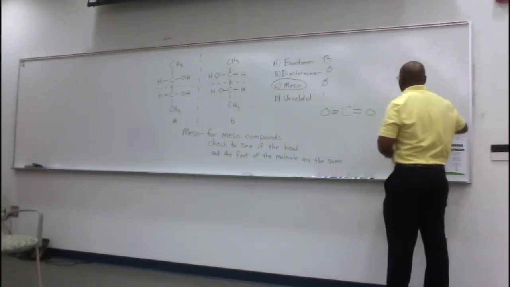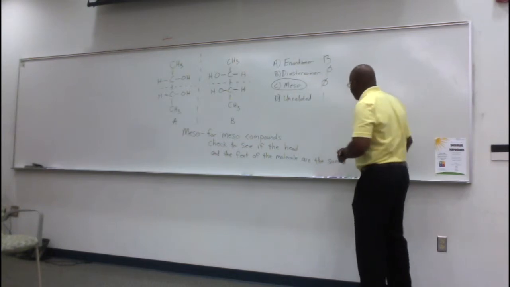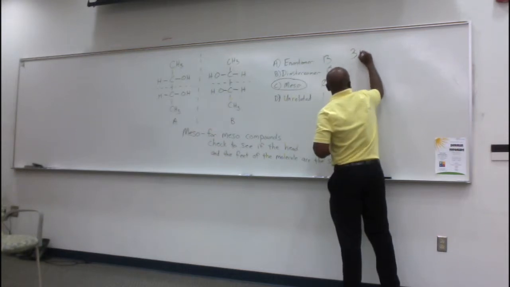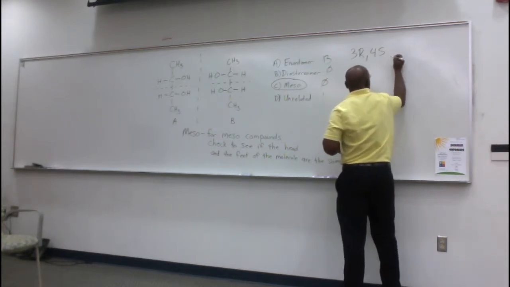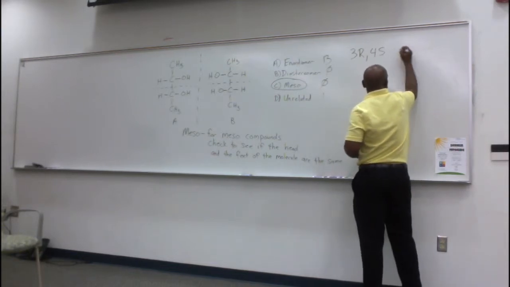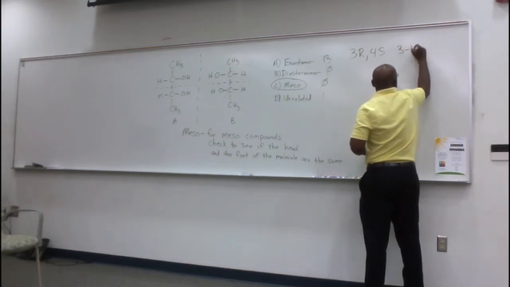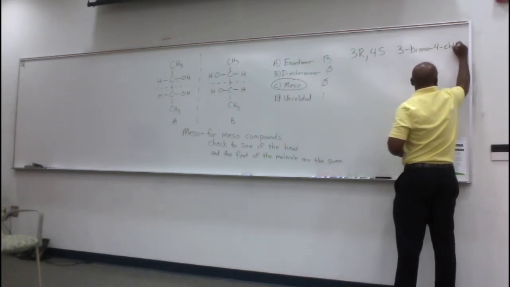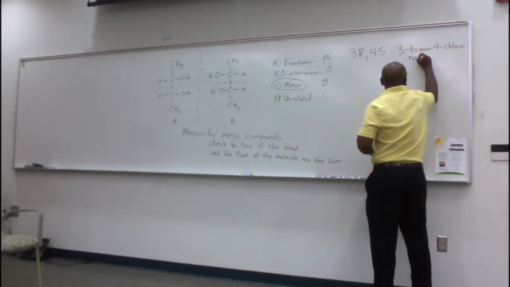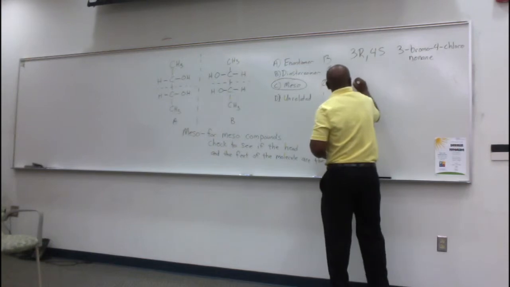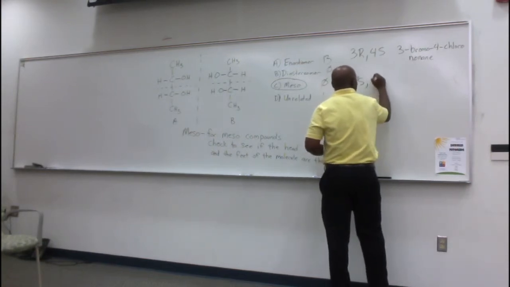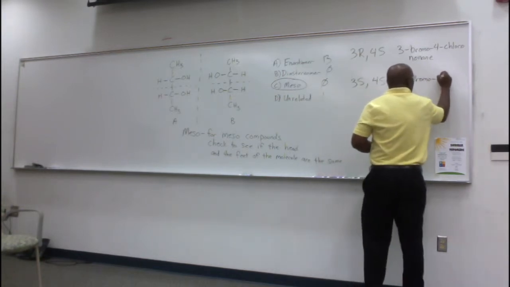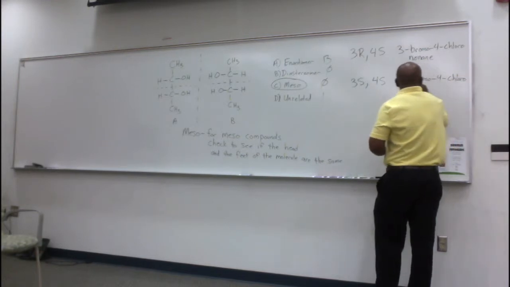I also want to look at some other relationships. Let's see, we're given 3R, 4S, 3-bromo, 4-chloro, no name. And you have 3S, 4S, 3-bromo, 4-chloro, no name.